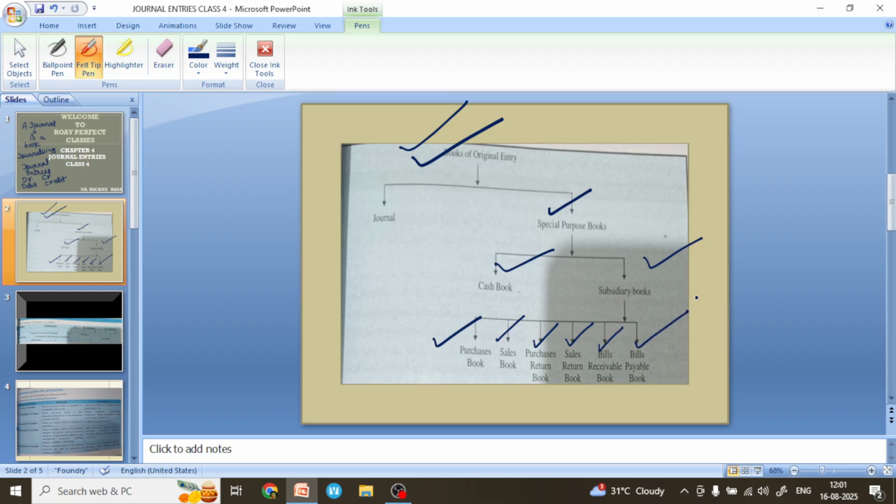You should keep in mind books of original entry are of two types. First is journal, second is special purpose books. And special purpose books are further divided into two parts, cash book and subsidiary books. In subsidiary books we will record all the credit transactions, whether they are related to purchase, sales, purchase return, sales return, bills receivable, or bills payable. All these transactions will be passed in the subsidiary books.